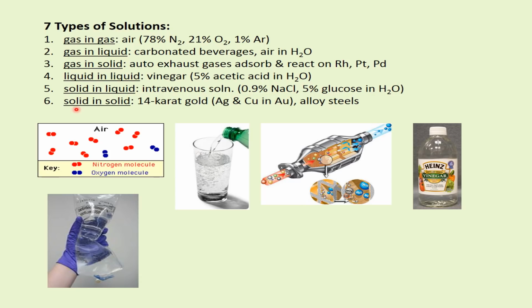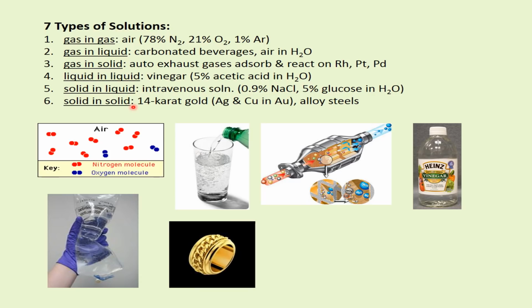There are, in fact, solid in solid solutions, such as gold jewelry. Now, pure gold is too soft to be used directly as jewelry, but when alloyed with silver and copper together, we get 14 karat gold, and it's still quite suitable as a jewelry material, but a little more durable, that is harder. That's a solid in solid solution. Many alloy steels contain iron as the main component, combined with, say, some manganese for hardness, or nickel and cobalt to make stainless steels. Again, solid in solid solutions.